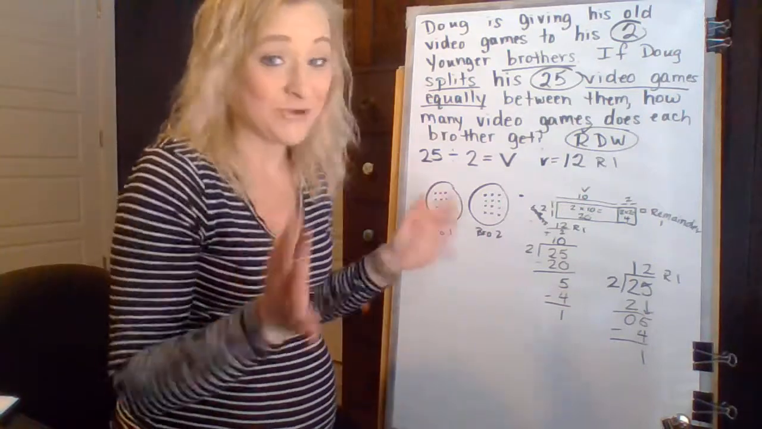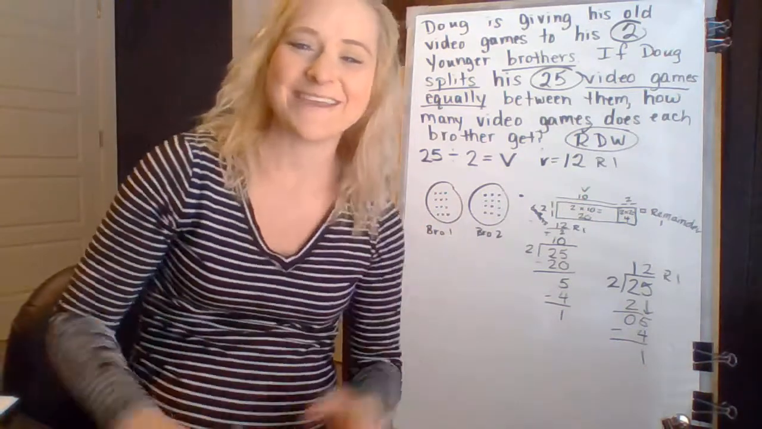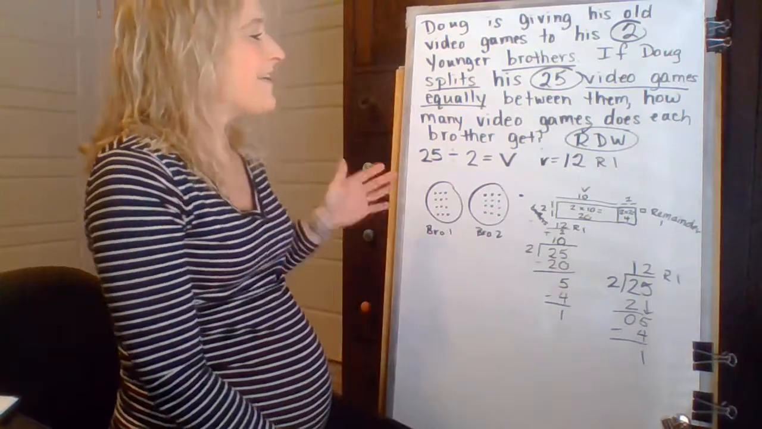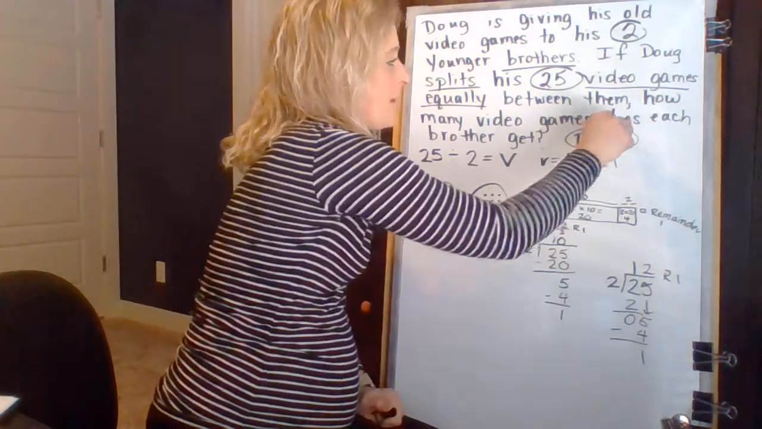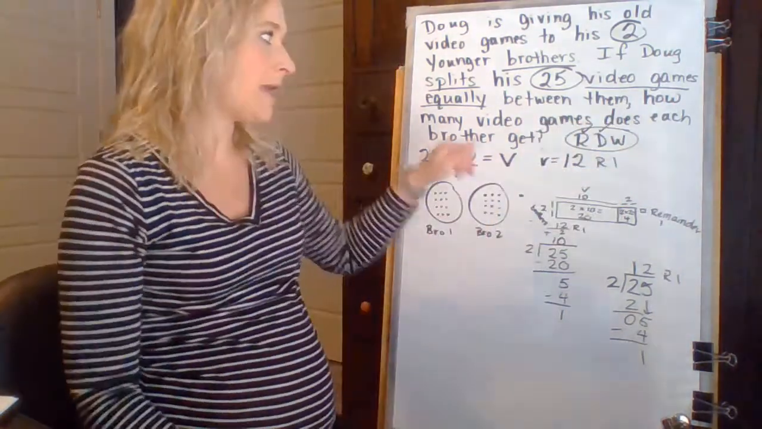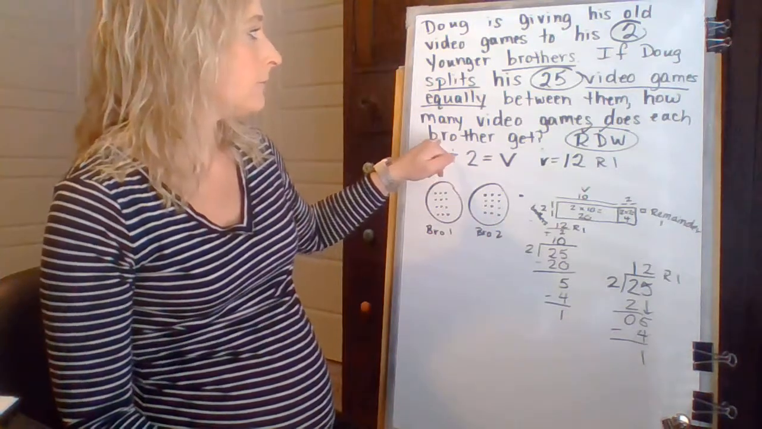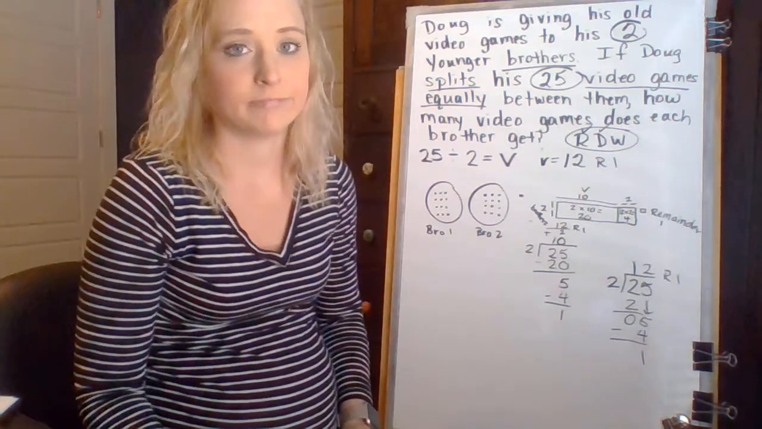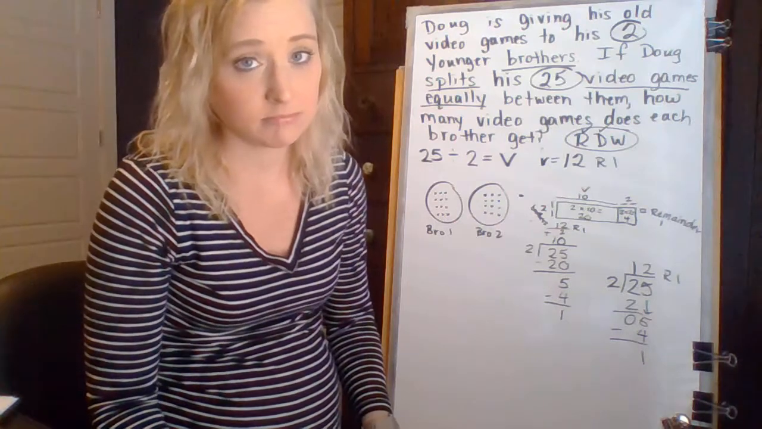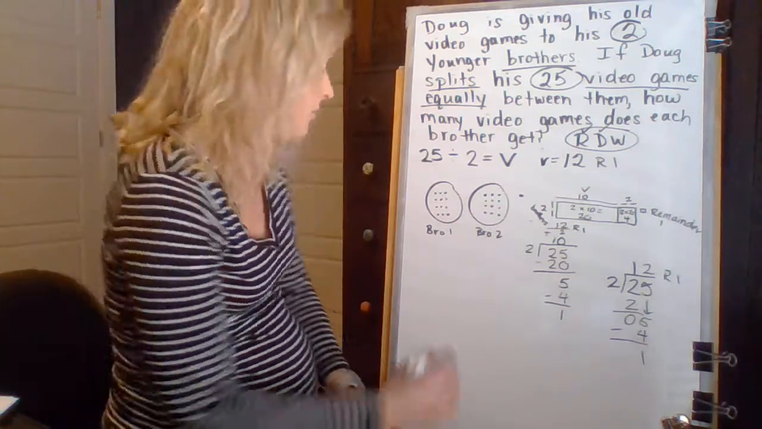So, we're not done with our story. Oh my gosh, I'm getting off on tangents. Okay, so now we've done the work. Now we've got to write a solution statement. We've got to answer the question: How many video games does each brother get? Do they get 12 and a half video games? No, they get 12 video games.